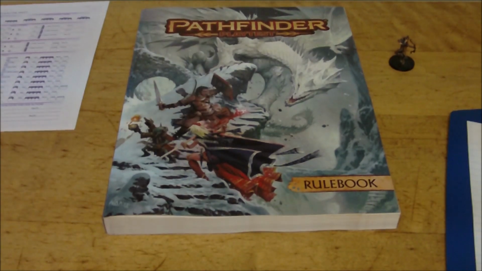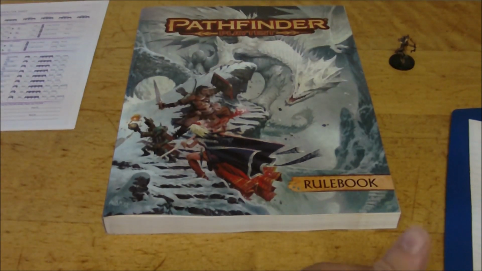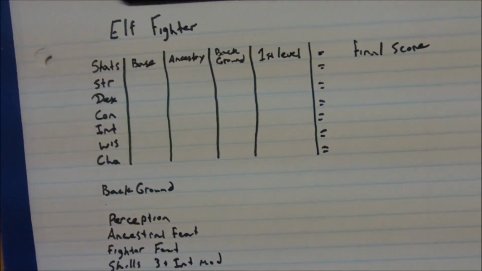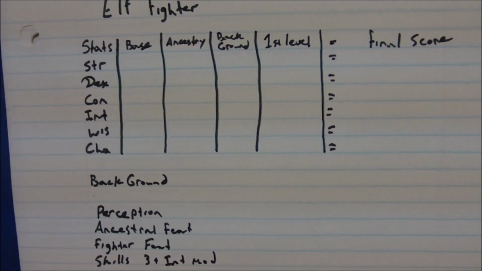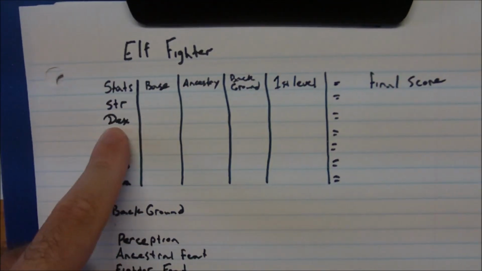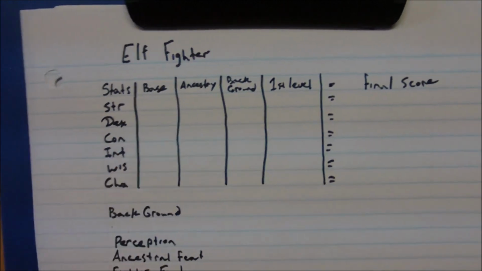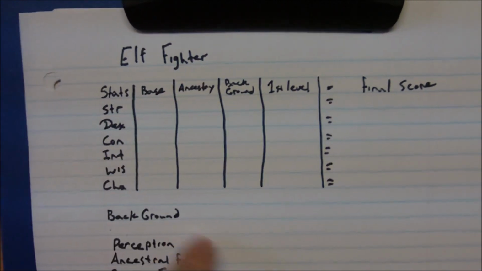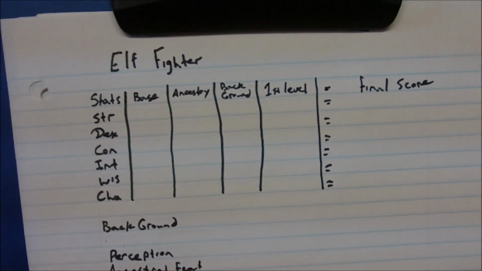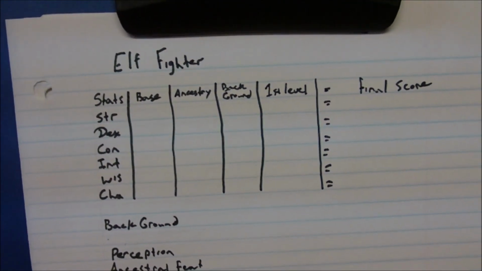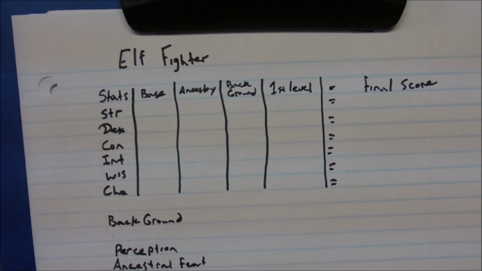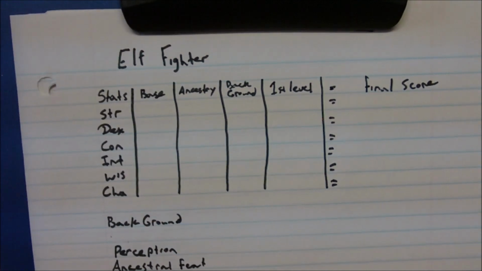So the first thing that we need to do is, I've got this set up here, so it'll make things a little bit easier to see and follow along with. So I've got my stats section here: strength, dex, con, intelligence, wisdom, charisma, the base numbers, the ancestry values, background, first level, and the final score. The thing that I didn't show properly was the way that free boosts are applied.